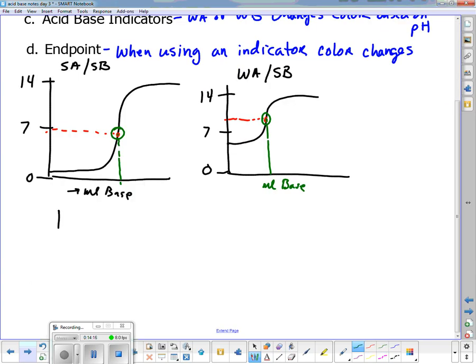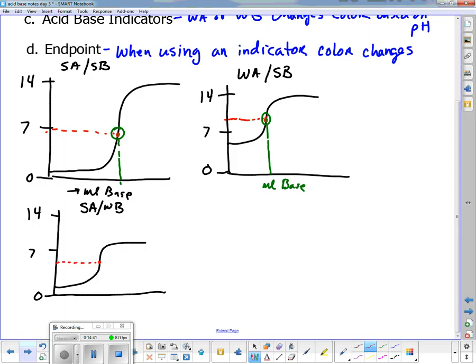So if we have, this time, say a strong acid with a weak base, again, here's 14, here's 7, and here's 0. Well, if I have a strong acid, I'm starting down here. If I have a weak base, I'm not going to go as high, right? So my point of inflection this time is below 7. So at this point, I need to pick an indicator that would change at 5, 4, somewhere like that, so that I can get the number of milliliters of base.